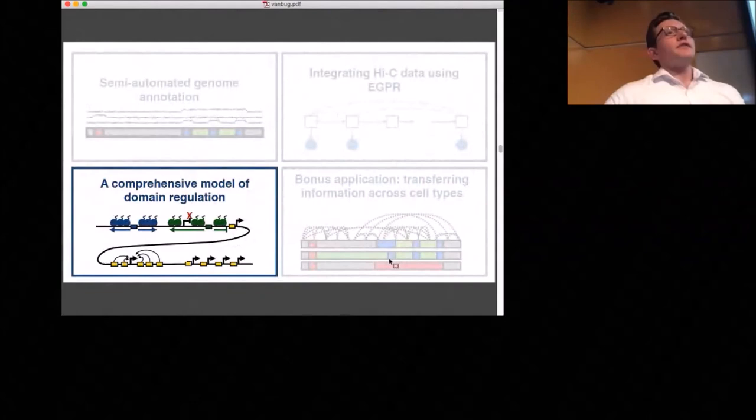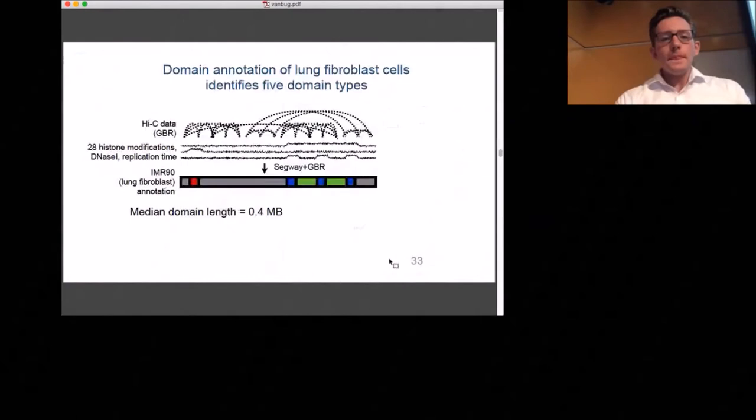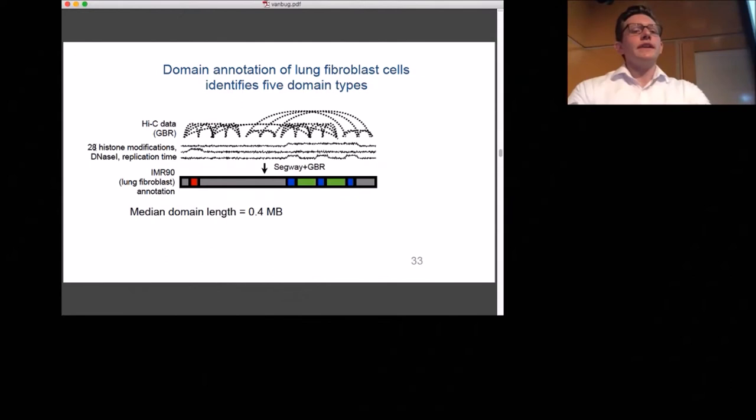So we were trying to understand domain regulation using an annotation of these domains in the human genome. What we did is we annotated human lung fibroblast cells, a cell line called IMR90. We used 28 histone modifications, DNase1 and replication time data, as well as Hi-C data represented by EGPR. So we got out an annotation. Just to give you a sense of the scale, this is the median domain. The domain length is about half a megabase, so about 400,000 base pairs per segment in this annotation. So we found five domain types. I'm going to go through what the five types we found were.